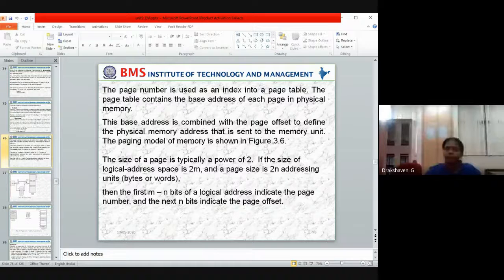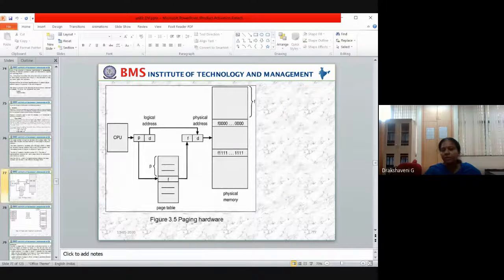The paging model of memory is shown in the figure. The size of a page is typically a power of 2. Always the size will be a power of 2. The logical address space is 2^m. So that's what you can see in this diagram, the paging hardware.